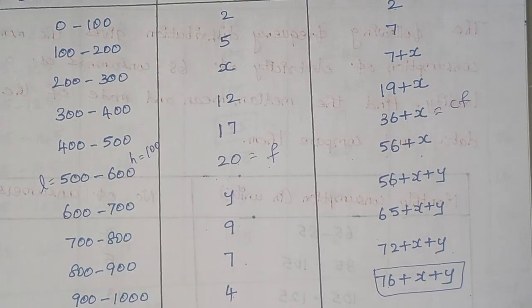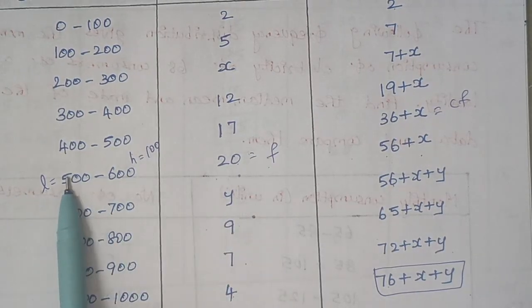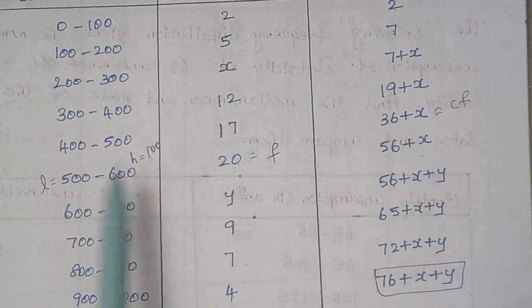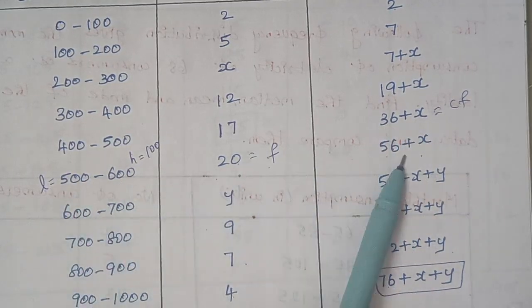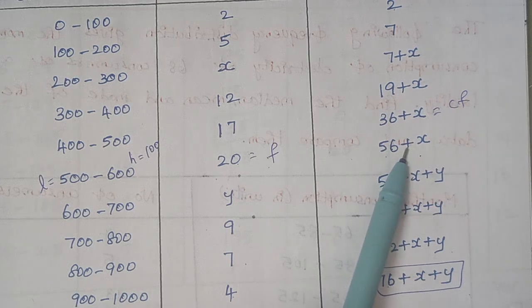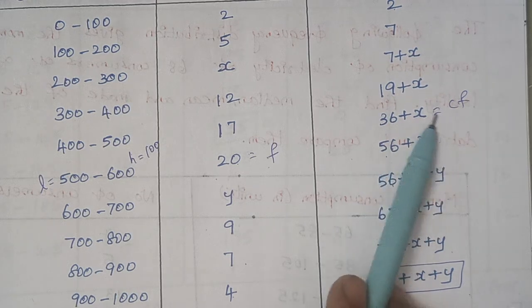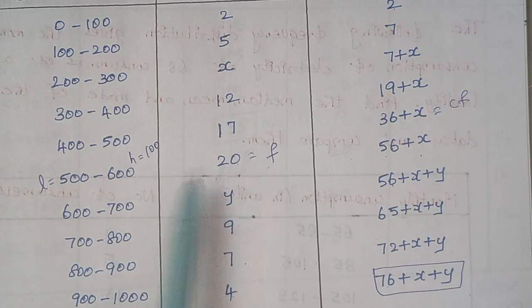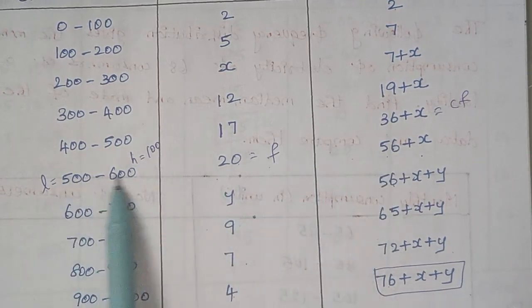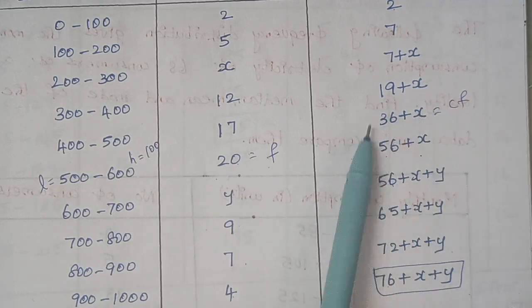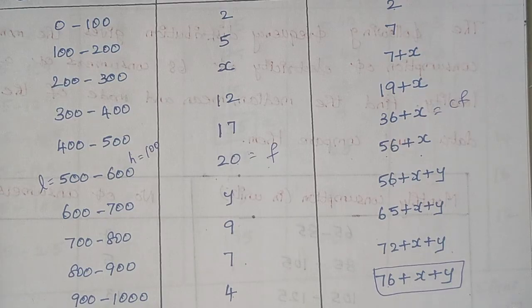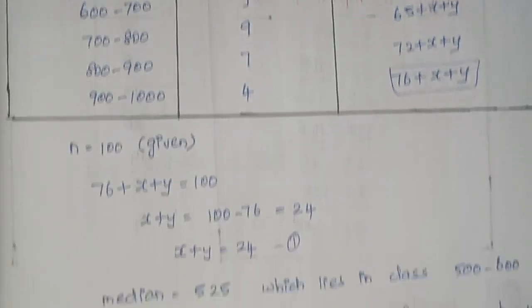And what about the cumulative frequency? You have to consider this line. Look at this line and take the cumulative frequency value which is prior to the maximum frequency value. This is the row of the maximum frequency. So here you have to take this value 36 plus x as cumulative frequency. Right, so we have calculated all the parameters. Now we have to substitute it here.